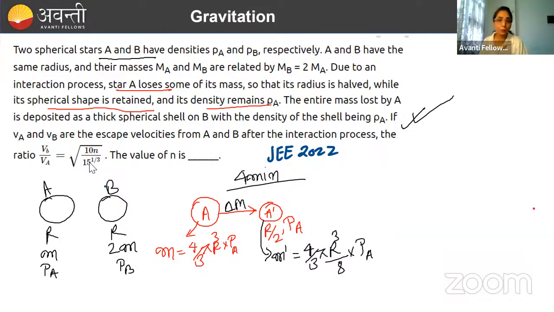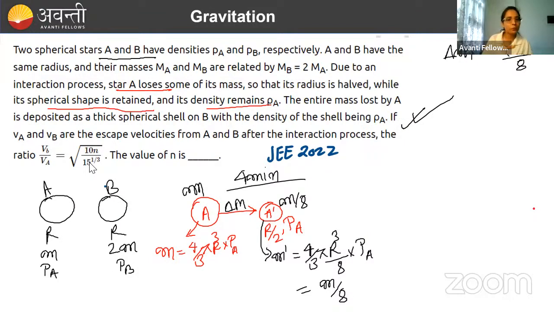Done. And if you look at it carefully, 4/3 pi r cube rho A is equal to small mass M. So this is M/8. It means the new mass of star A is M/8. So how much mass has it lost? It has become M/8 from M. So delta M, if I write, will be M minus M/8, that is 7M/8. So this much mass it has lost.